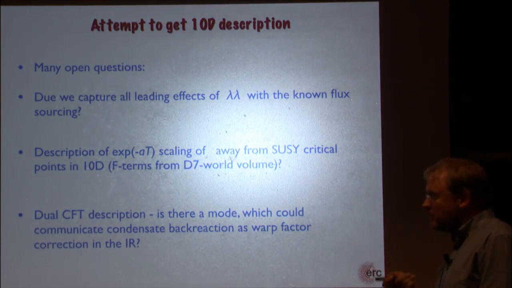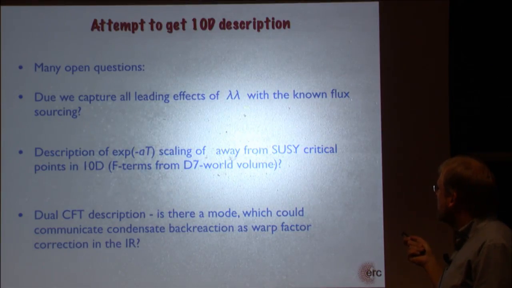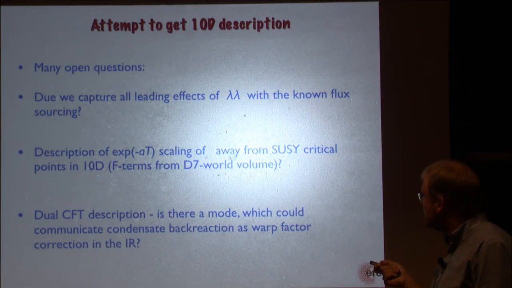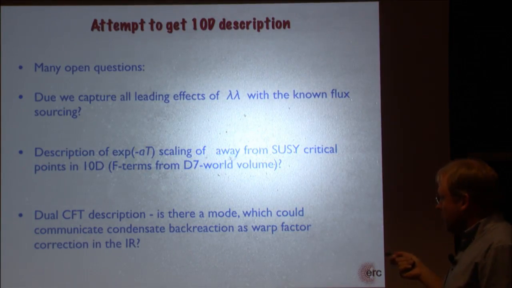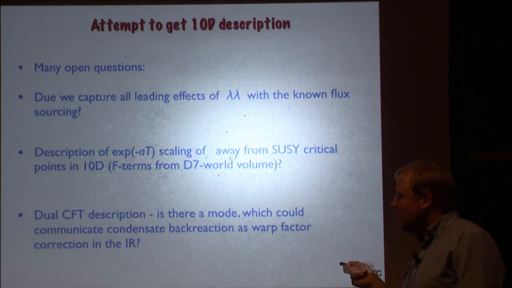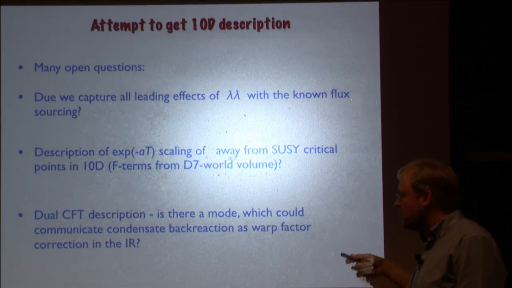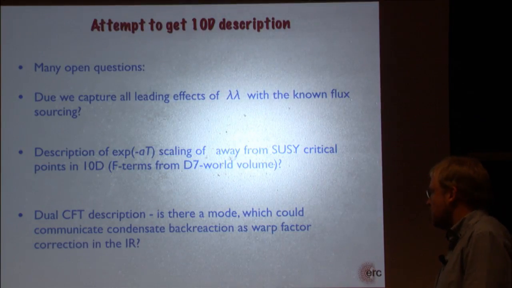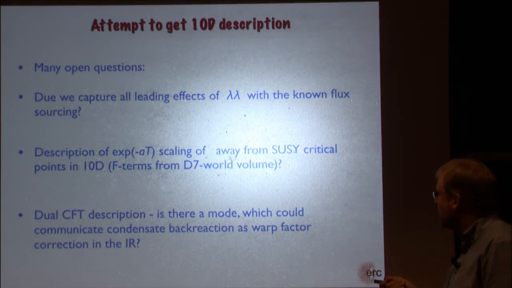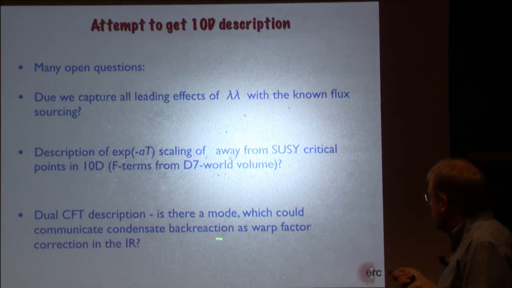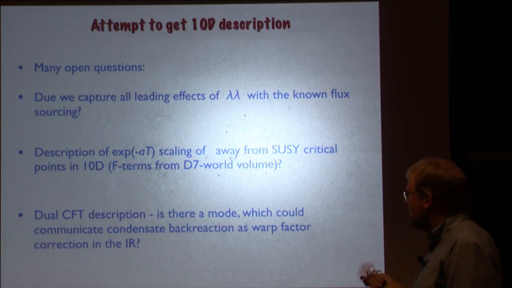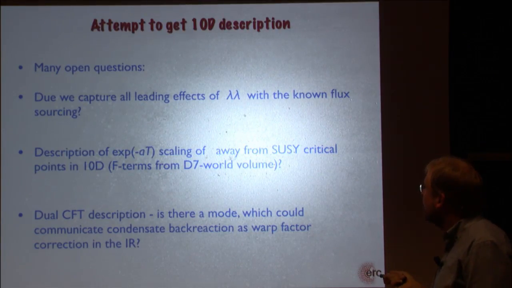So some of the things we already discussed: we don't know whether we capture all of the leading effects of the gaugino condensation process with this kind of flux sourcing that has been described in the literature. Even if you believe that this is capturing everything, you would like to see this from F terms on the 7-branes directly. If you move T away from the supersymmetric point, you capture the same as you would know from the 4D effective field theory description of gaugino condensation. And then there's the CFT description in the throat. The mode analysis may tell you maybe the mode is there that makes this consistent. Maybe the mode is not there, and then you know that something's missing.